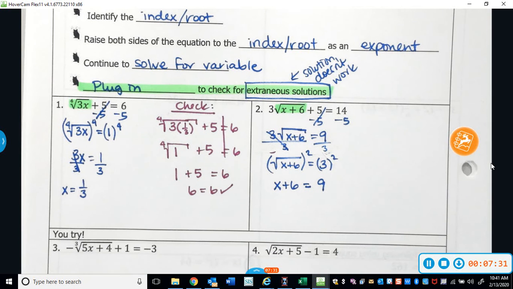So could you guys finish solving this one and then plug back in and just practice when we're checking, we're not moving things across the equal sign, we're just simplifying to see does it actually equal that amount. So you're going to finish solving and then check that one. If you need help with any of this, let me know. I'm just going to walk around.